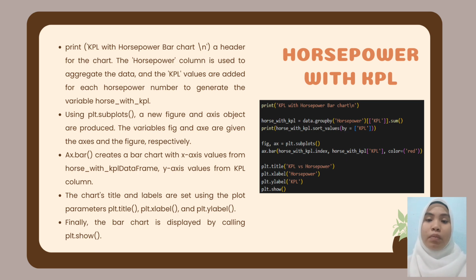Using the subplots, a new figure and axes object are produced. The variables fig and ax are given to the figure and axes respectively. The bar function creates the bar chart with the x-axis from the horsepower with KPL data frame. For the y-axis we use the values from the KPL column. To display the bar chart, we call plt.show.